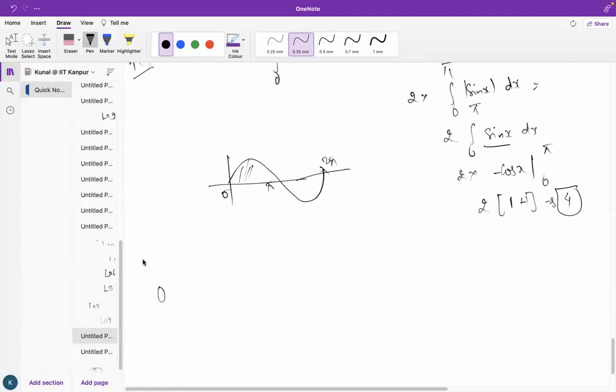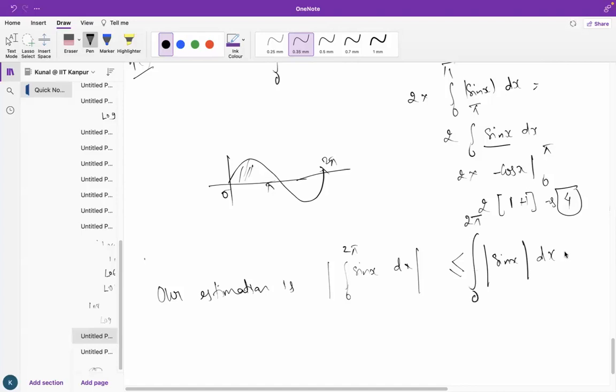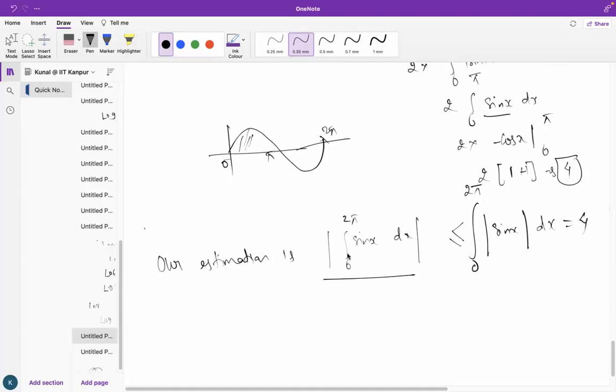So first you have to write our estimation: if we are integrating the function mod of sine of x dx from 0 to 2 pi, its value is less than or equal to 4. Let me write it here in a good way so that you can understand what I did here. The integral of mod sine of x dx from 0 to 2 pi is less than or equal to 4. This is our upper value assumption.